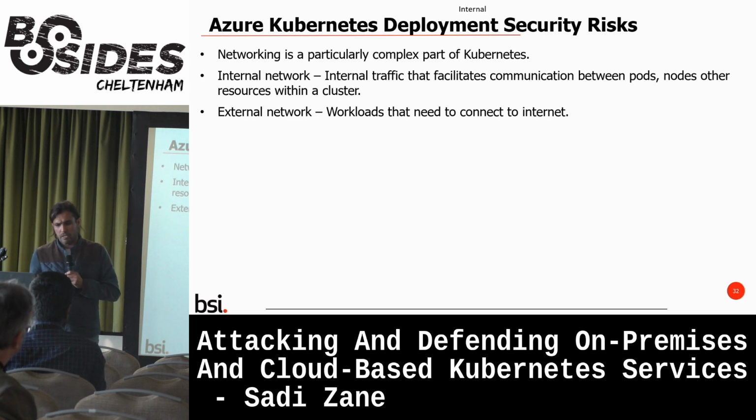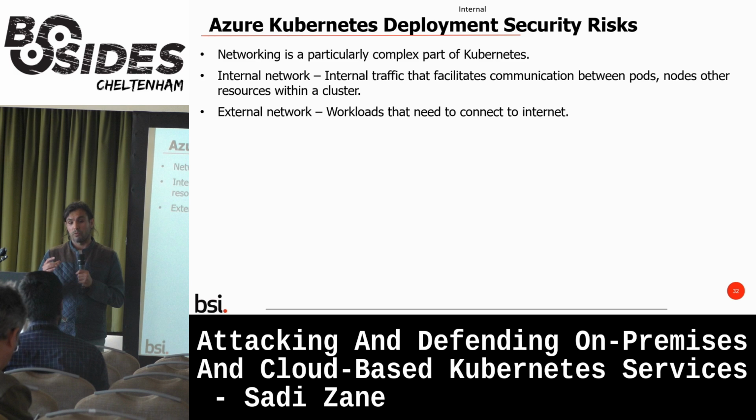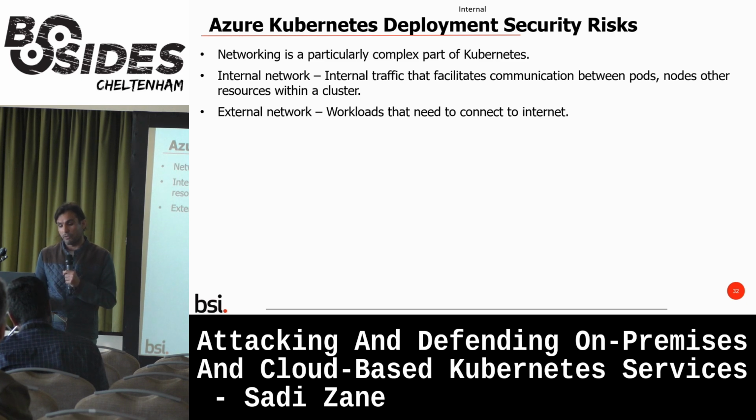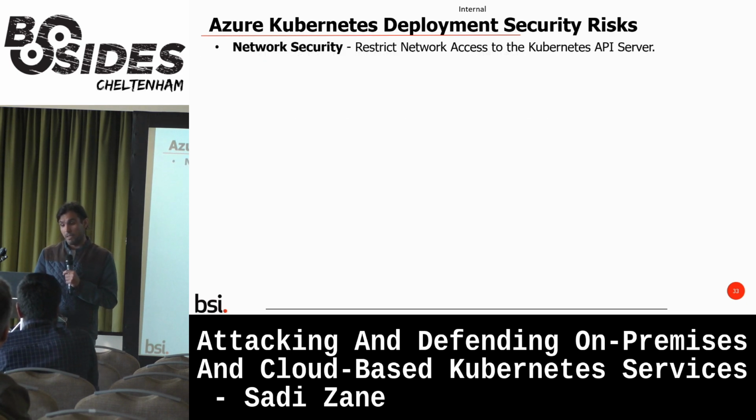The other issue that I see is networking, and networking in Kubernetes is actually complex. You've got the internal and the external. Internal traffic facilitates communication between pods and nodes. When you create your networking, you don't necessarily want communication between your pod in one namespace and another namespace. Then you've got the external network, where you decide whether you want your workload to connect to the internet or not.